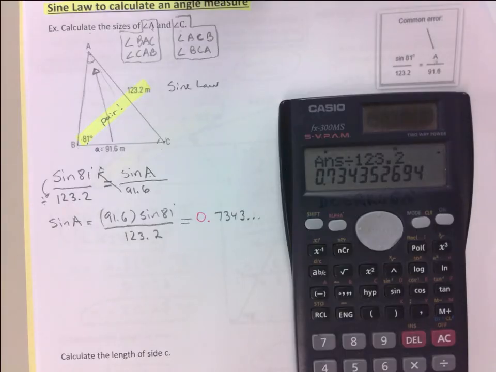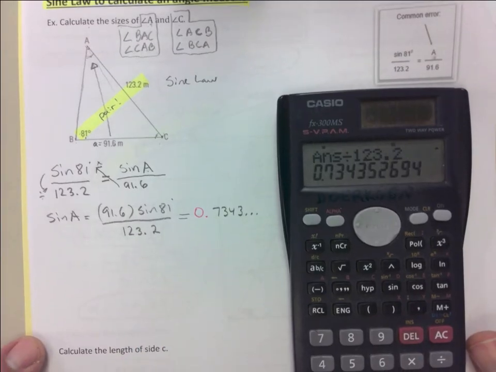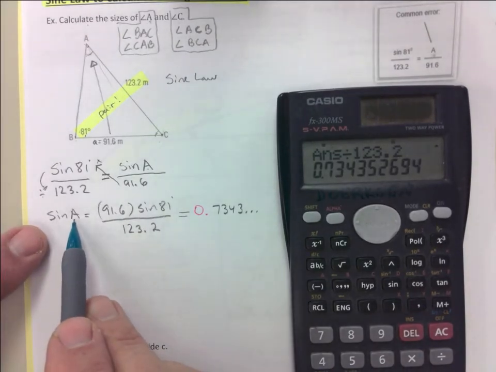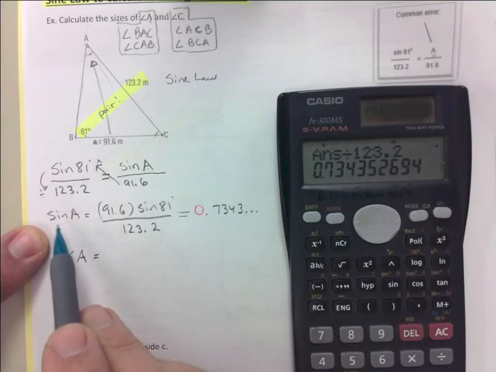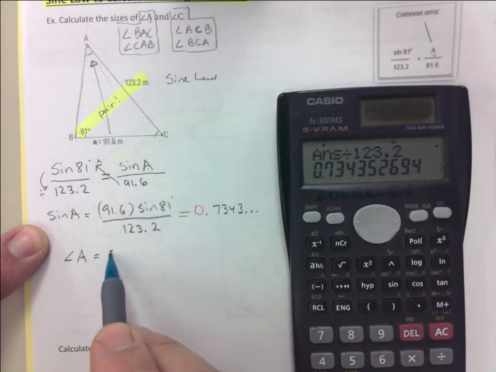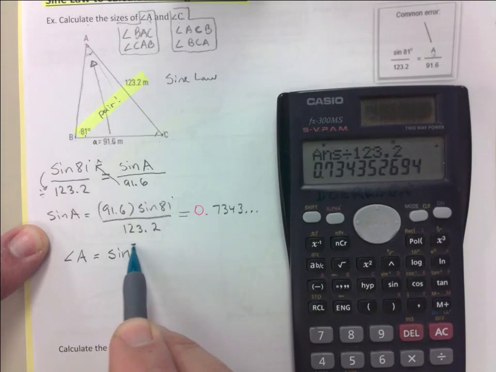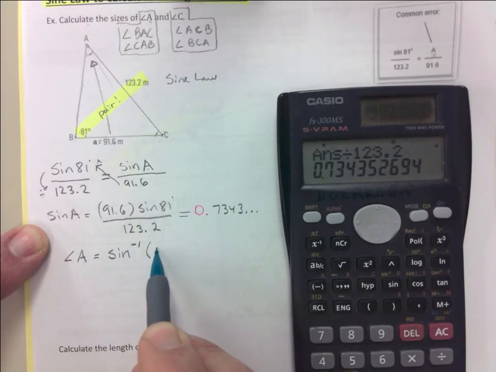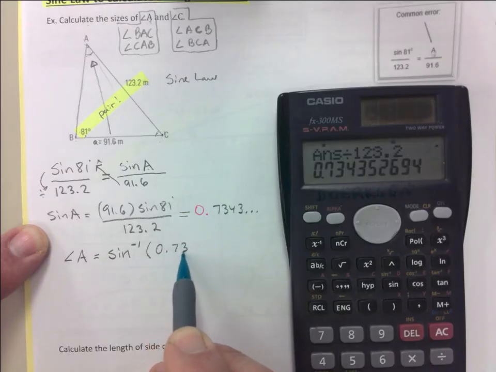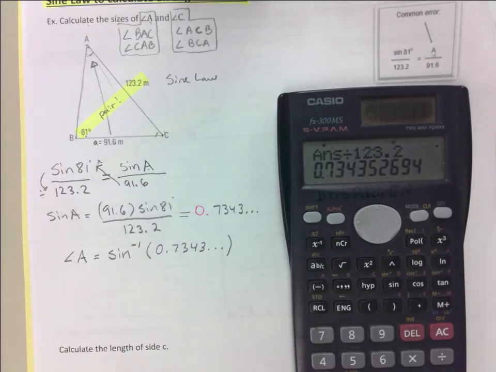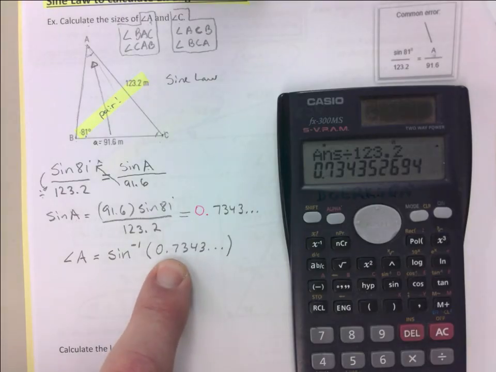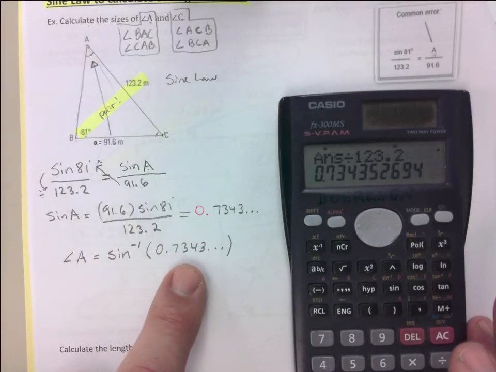Copy this down. And then your next line is going to be, watch this, if you just want angle A, we're in sine, right? We're going to go sine inverse of 0.7343... We're going to use all decimals. I know that your teachers in the past may have rounded this to 4 or to 2. But if you want full marks, don't round.